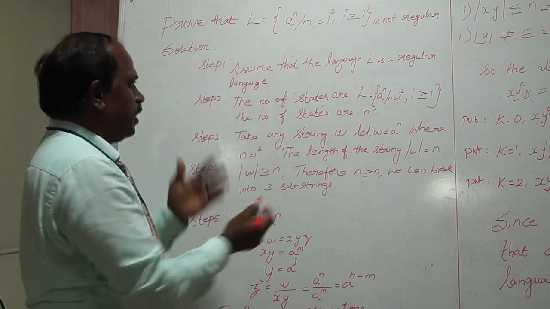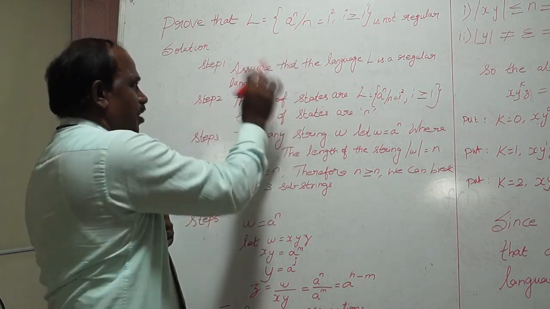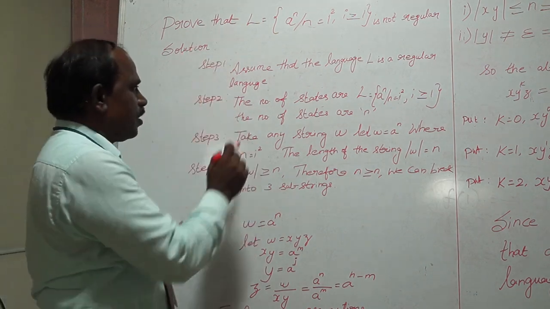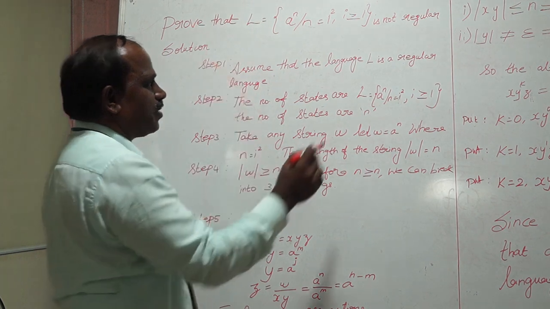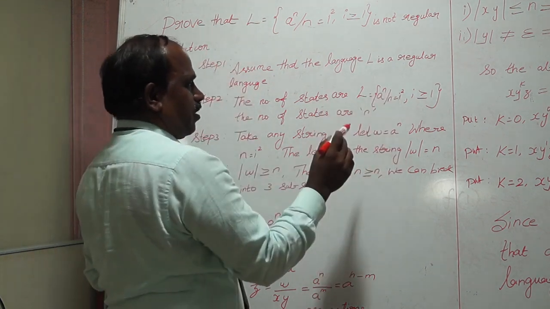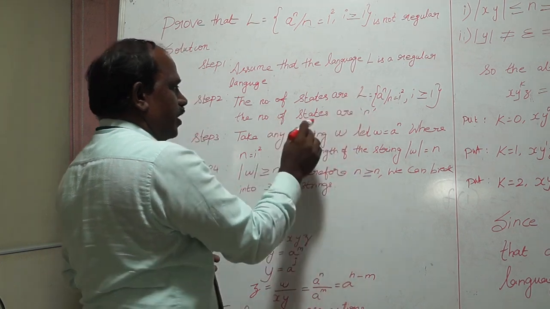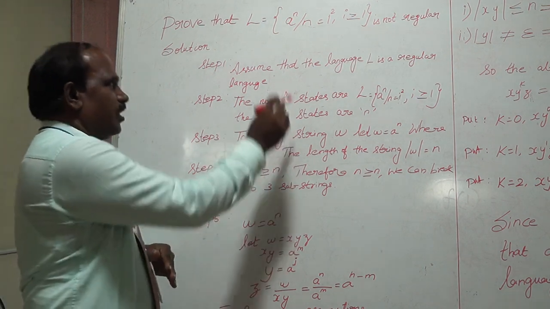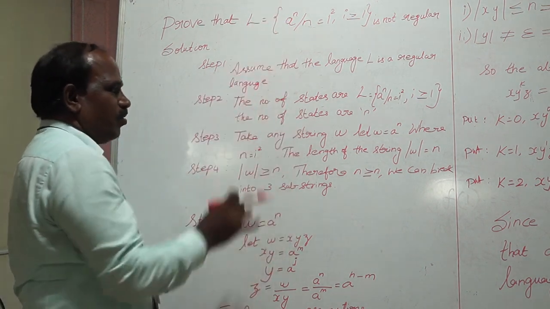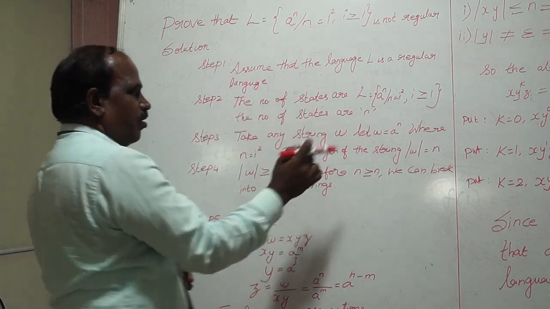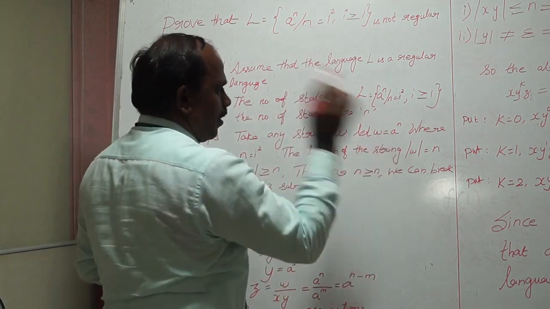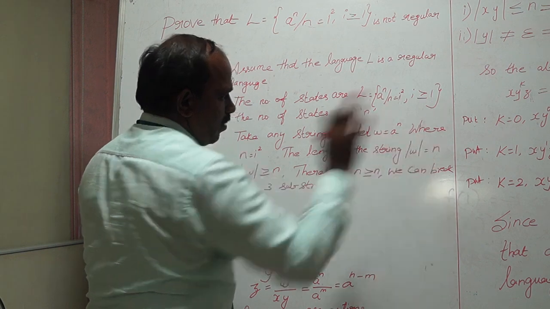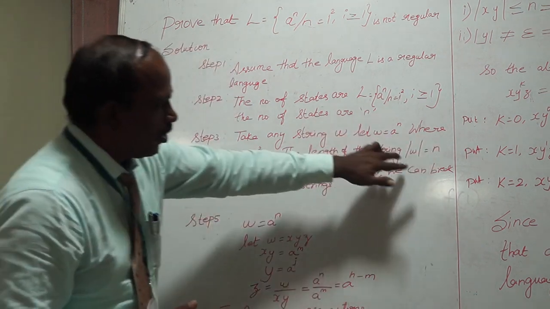In step 1, initially we assume that the language L is regular. Then step 2, the number of states in this given language a^n, where n = i², the maximum number of states in this language is n. Then step 3, we take any string w. According to the pumping lemma, the given string is w = a^n, where n = i², and the length of the string |w| = n.